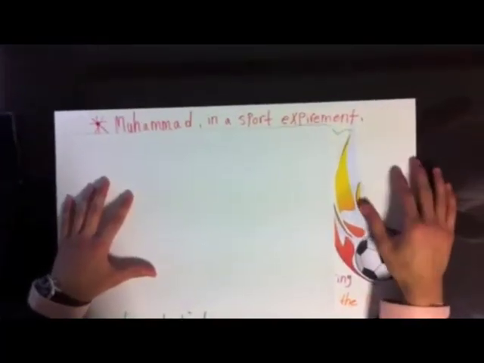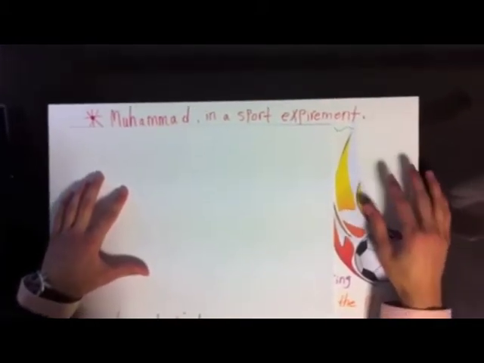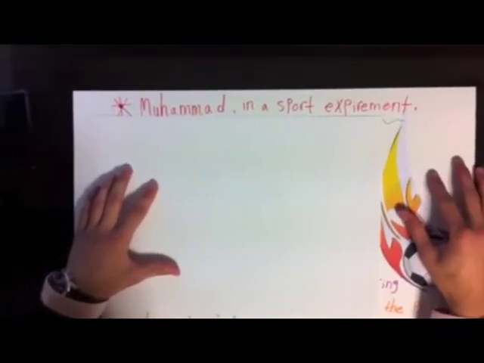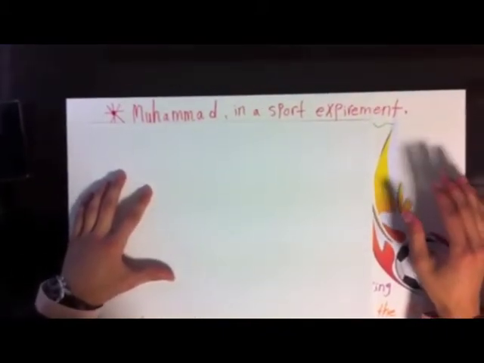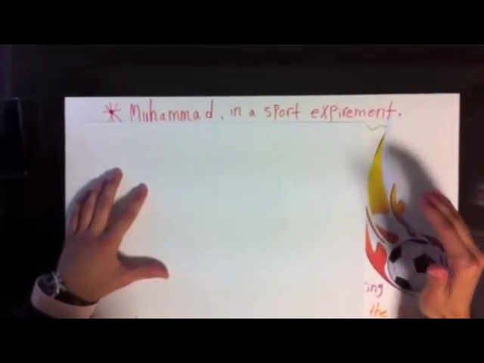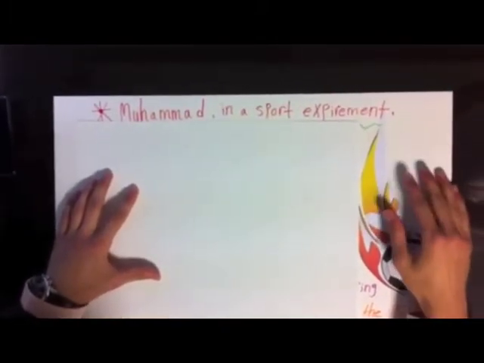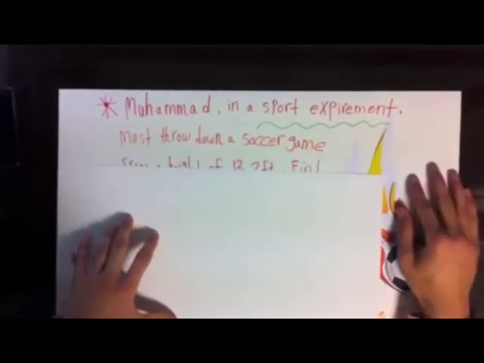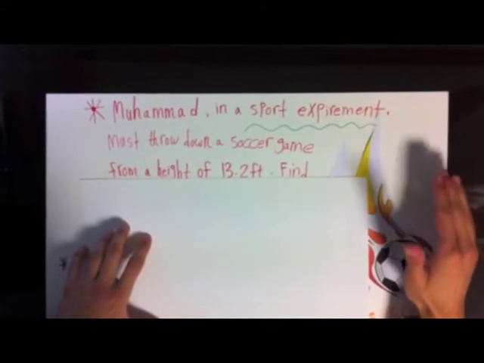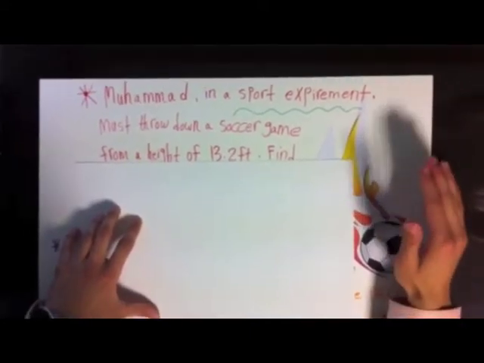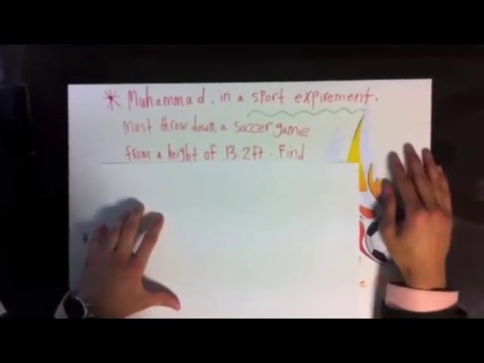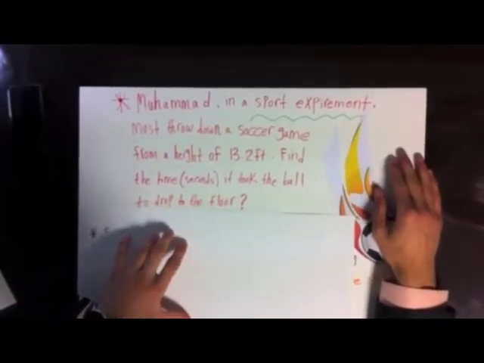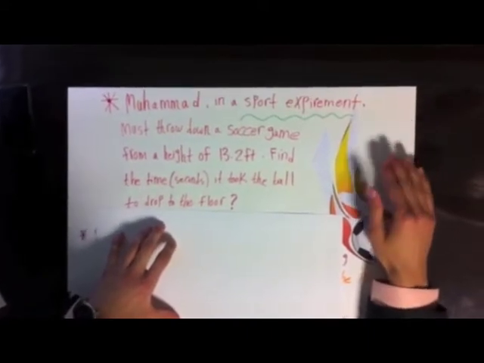So, today's topic is going to talk about a math concept that deals with modeling dropped objects. In this real-world problem, we are dealing with a sport experiment. Muhammad, in a sport experiment, must throw down a soccer ball from a height of 13.2 feet from the second floor. Find the time in seconds it took the ball to drop to the first floor.